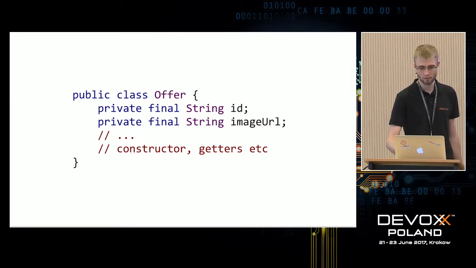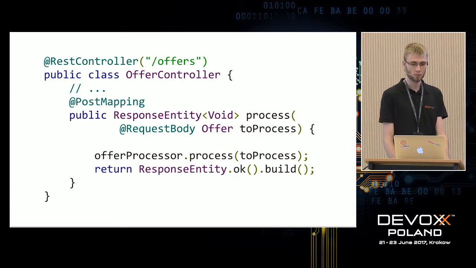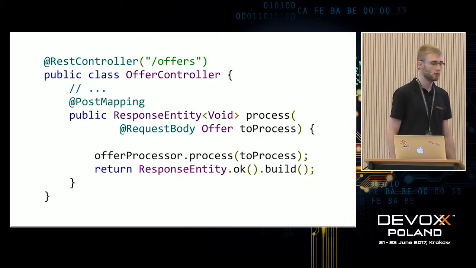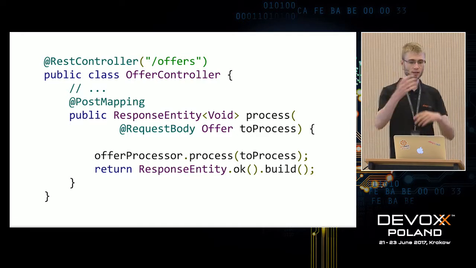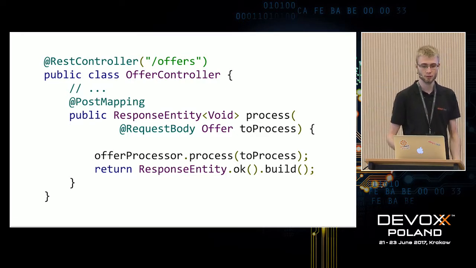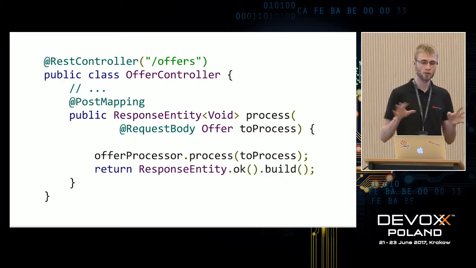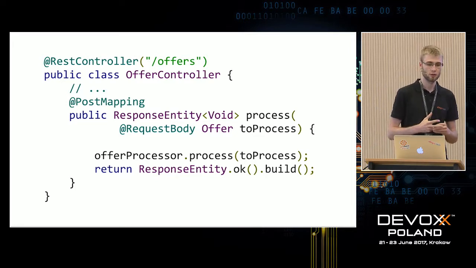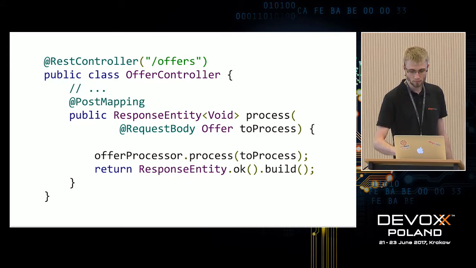Then we have our controller. It's a controller from Spring, based on Spring MVC. Basically it gets an offer as JSON, and it gets deserialized into an offer object, and then we are going to process it. We are going to give it to our offer processor, and once the processing is finished, then we're going to return 200 OK to our client. So simple stuff.